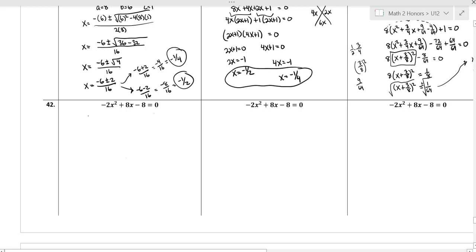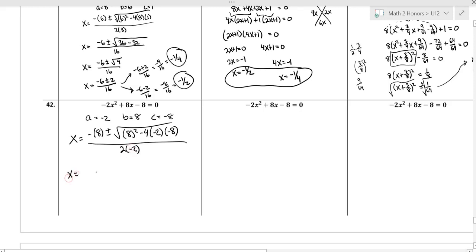We have a is -2, b is 8, c is -8. Quadratic formula is x is -b plus or minus the square root of b squared minus 4 times a times c all over 2 times a.